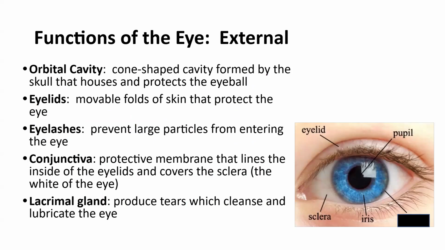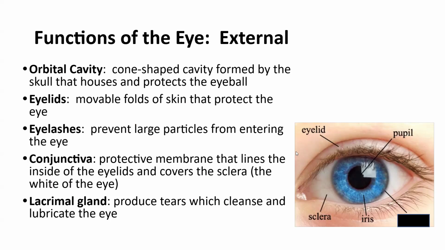And then we have some functions of the external eye. We have the orbital cavity. This is going to be the cone-shaped cavity formed by the skull that houses and protects the eyeball itself. So here would be that orbital cavity here. It just kind of protects that eye, holds it into place.